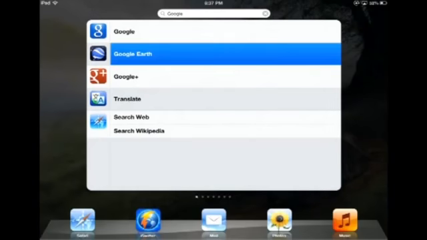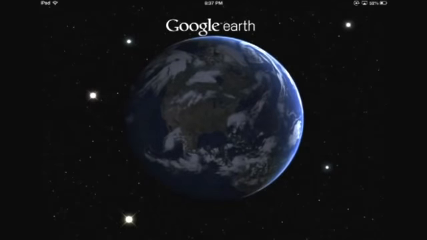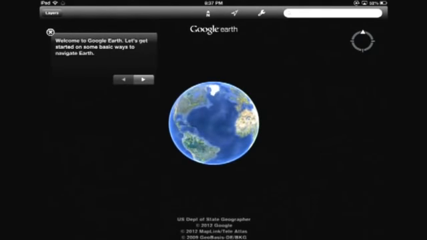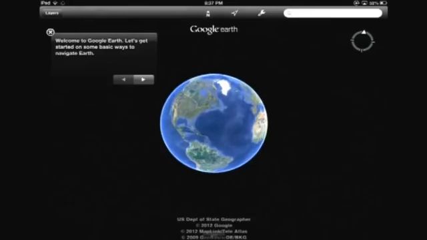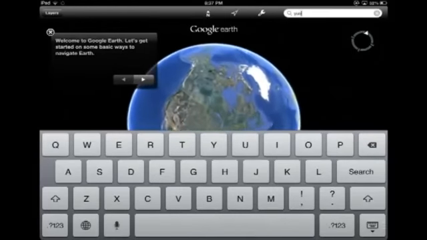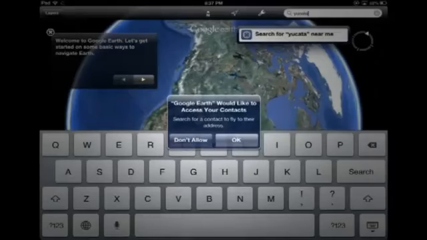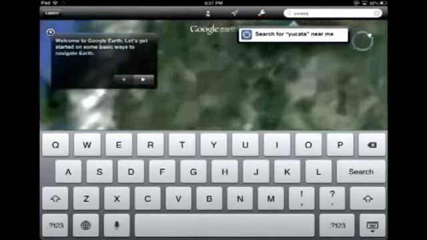Alright, so we'll pop down to good old Google Earth. And I visited this spot quite recently. I think it was on the browser. So, Yucatan, Yucatan Peninsula.